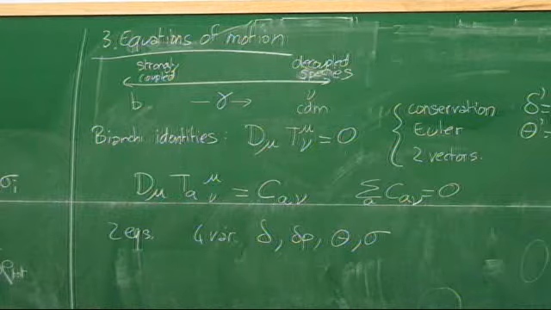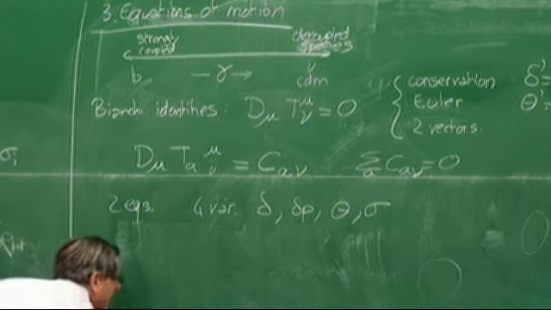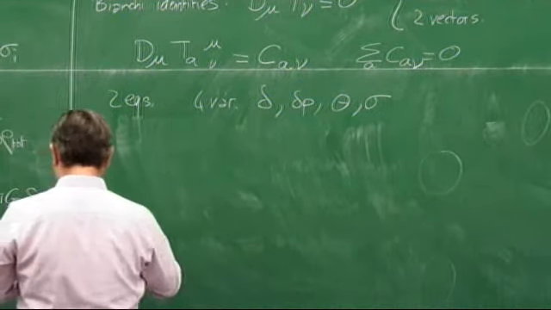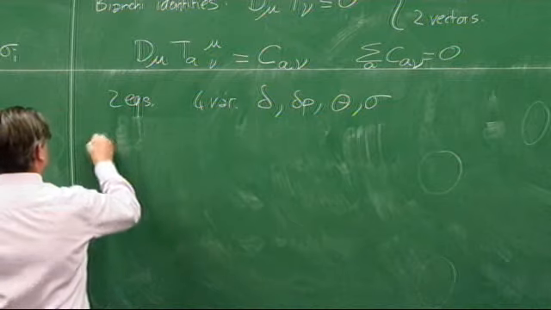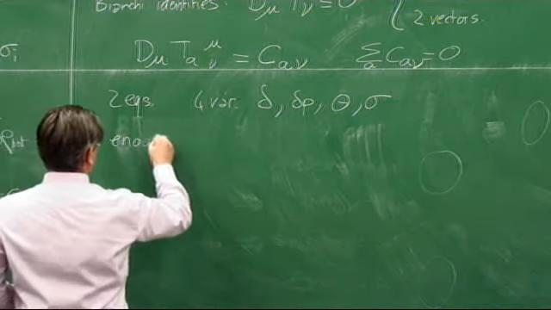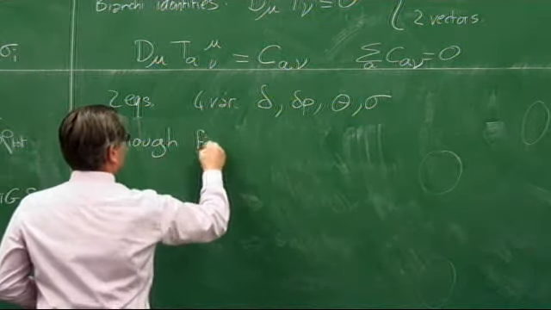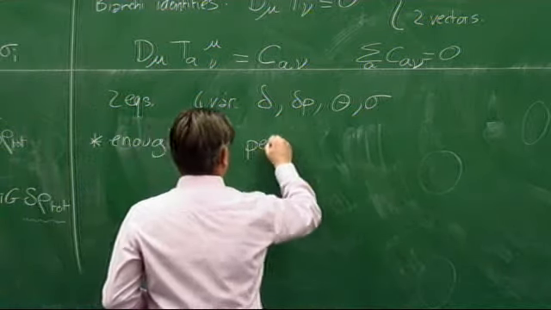So we have 2 equations, 4 variables. It looks like the system is under-determined. Is it really a problem? No, this is enough if we deal with a perfect fluid. Why?